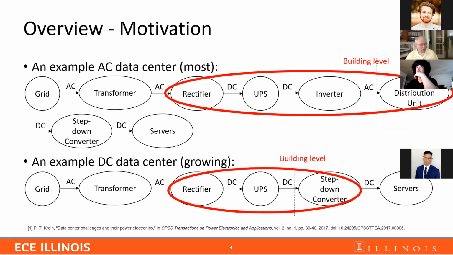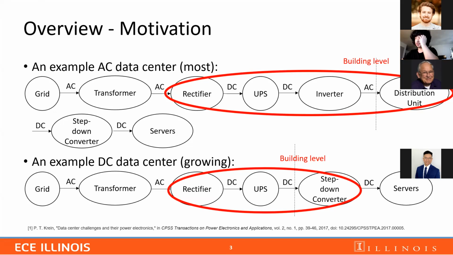So our project is motivated by the energy consumption in data centers. Data centers today are consuming a very large portion of the world's electricity. Most of the data centers today are using an AC type power structure, and they are using a topology that is similar to the upper one. Now in recent years, there's a growing number of DC data centers, and they are using a power structure that is similar to the one in the bottom.